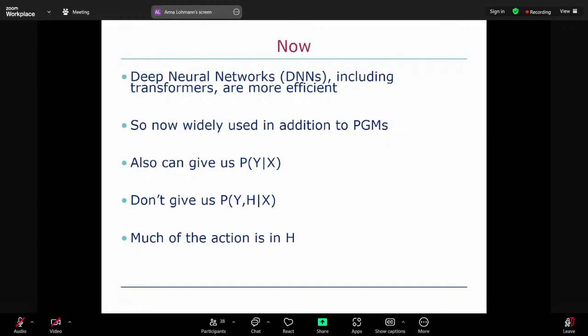A Bayes net or a Markov net or CRF is giving you the joint distribution over inputs x, hidden variables h, which is most of what's going on in a deep neural net, and outputs y, or in a CRF, the conditional y and h given x. And much of the action is in h. So that's background motivation for what I'm going to talk about the next 15 minutes. And then the rest of the talk will be implications of that.